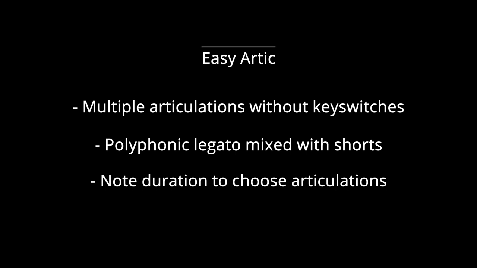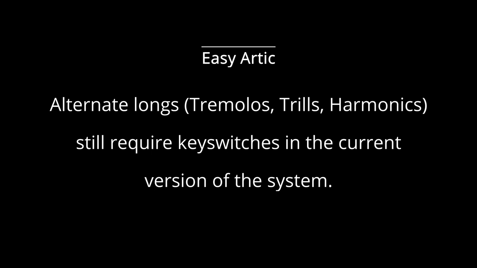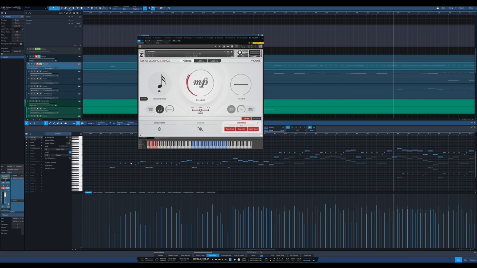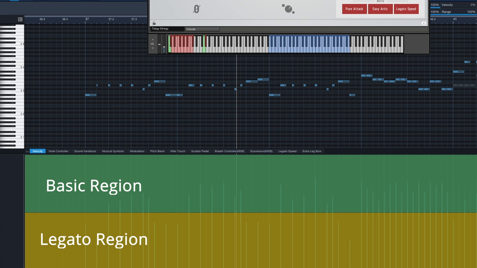In version 1.0 of the Lookahead system, you're still required to use key switches if you want to access tremolos, trills, or harmonics. The idea behind Easy Artic is that note velocity tells the system whether you want connected or separated notes. We have 2 regions for this, the legato region and the basic region. Think of it as splitting the velocity range into 2 separate velocity ranges. The legato region is velocity 1 to 63, and the basic region is velocity 64 to 127.